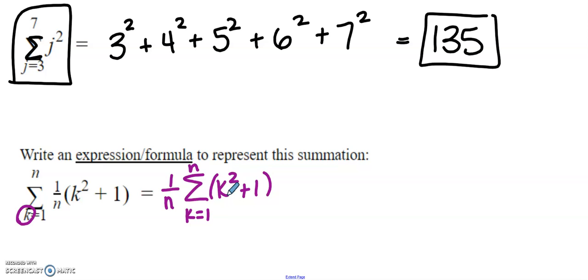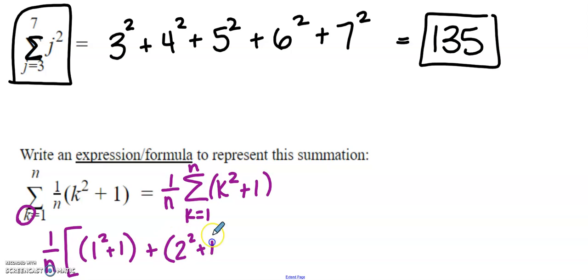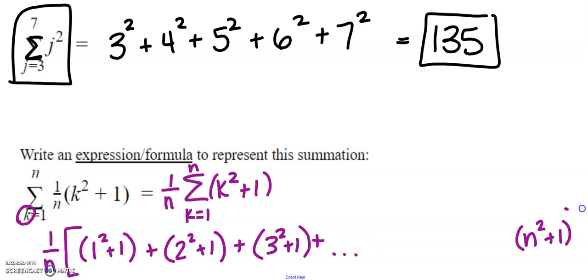So what this really means is I'm going to take 1 over n, and then my first number is going to be 1 squared plus 1, plus 2 squared plus 1, plus 3 squared plus 1. Where does the madness end? It ends when I get to a number n squared plus 1. So I've left this big blank space here.